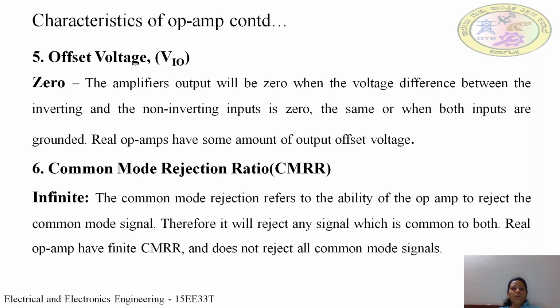So the common mode rejection refers to the ability of the operational amplifier to reject the common mode signal. Therefore, it will reject any signal which is common to both the input terminals, and it would allow only the differential voltage to be amplified. But real op-amps will have finite CMRR, that is common mode rejection ratio, and it will not reject all common mode signals practically.